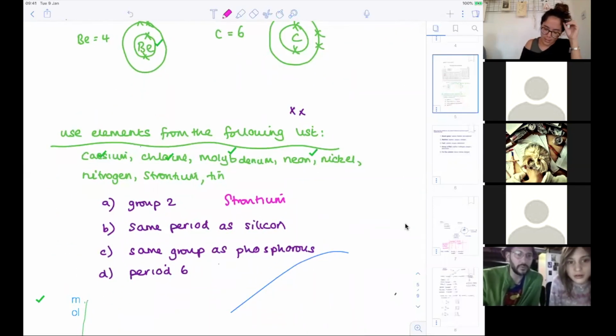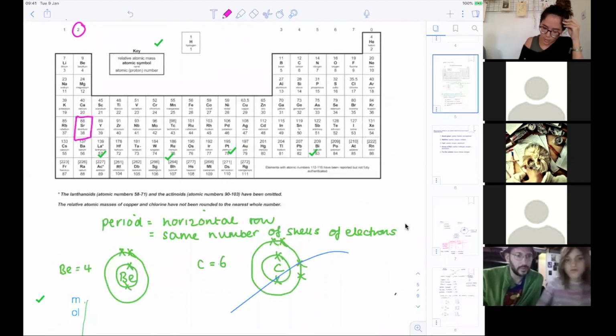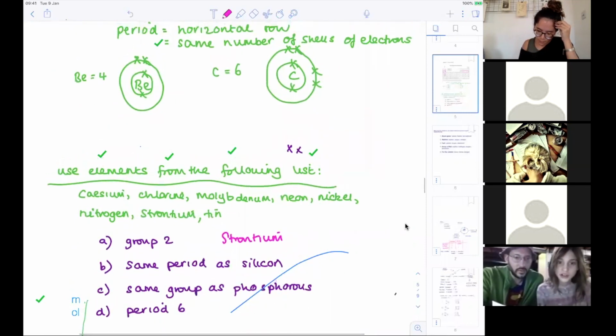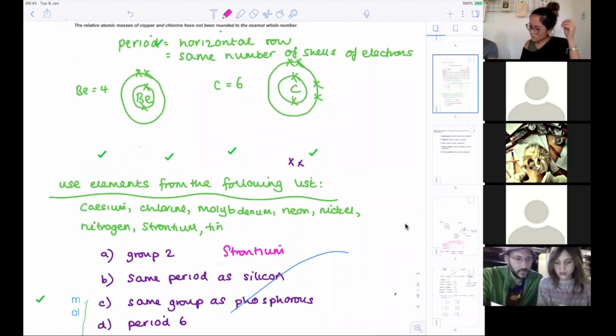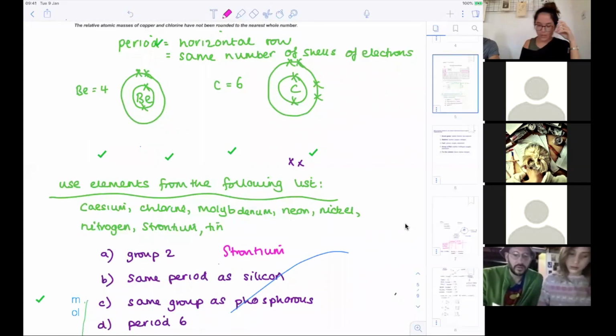Next up, in the same period as silicon, so you're looking across the silicon row, because remember it's the horizontal row, and which was in the list? I'm trying to read them myself now. I can't spot it. It's chlorine. Yeah, chlorine.